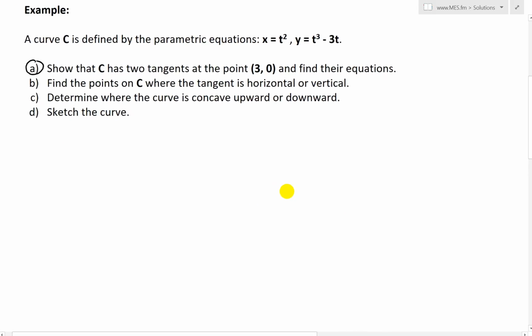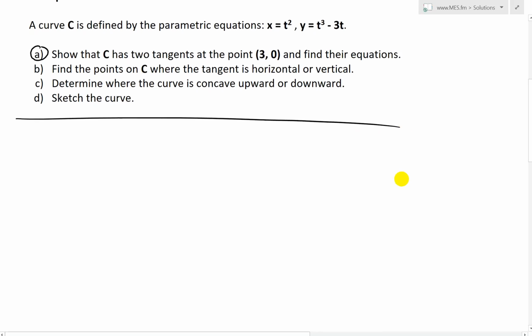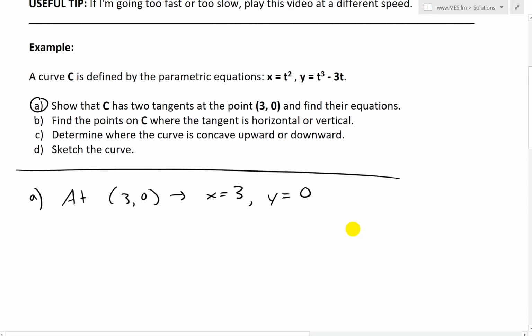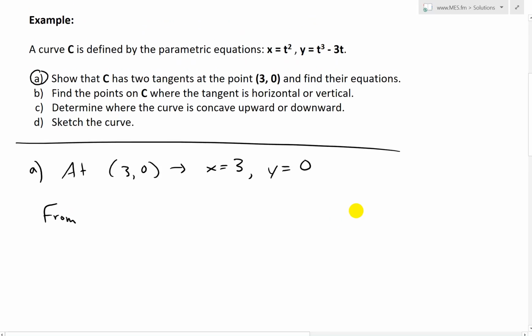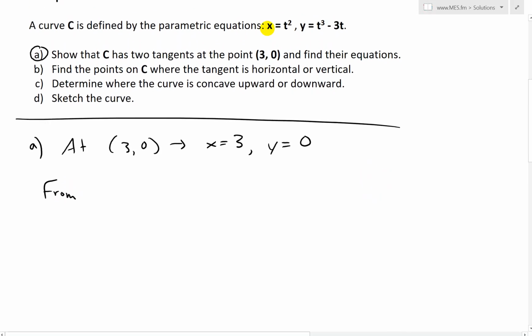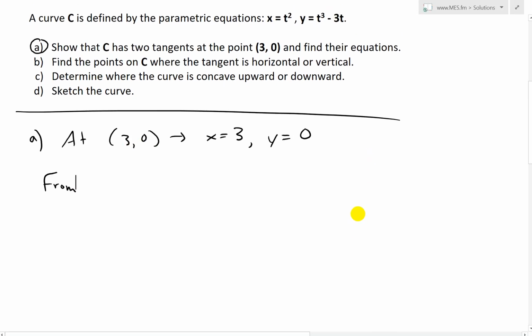In the first part, we want to show that there are two tangents, or two slopes, at this point (3, 0). At the point (3, 0), what this means is x is equal to 3 and y is equal to 0. That's just a coordinate. So at this point, what we can do is solve for t. To solve with parametric equations, we need a parameter t that at the same time matches the x and y, for example here (3, 0). We might have multiple t's, and I'll show you that. It will make more sense.